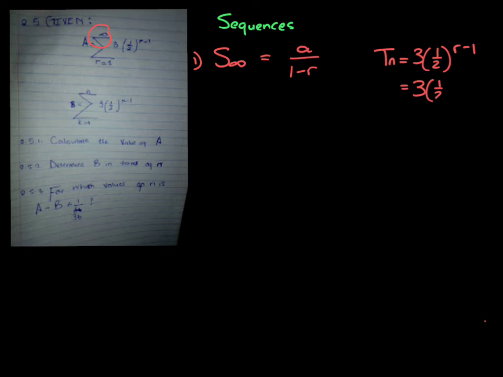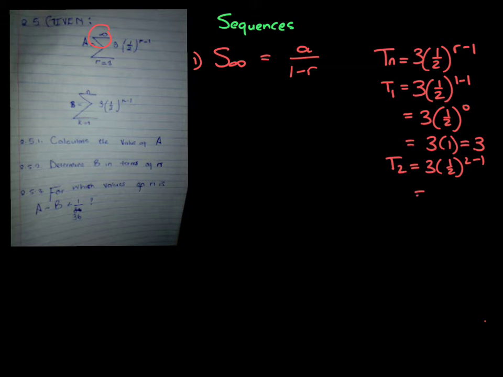So it's going to be 3 times half to the power 1 minus 1, because we're looking for T1, which is then going to be 3 times half to the power 0, which is 3 times 1, which is 3. So the first term is 3. And the second term is going to be 3 times half to the power 2 minus 1, which is just 3 times half, which is 3 over 2.